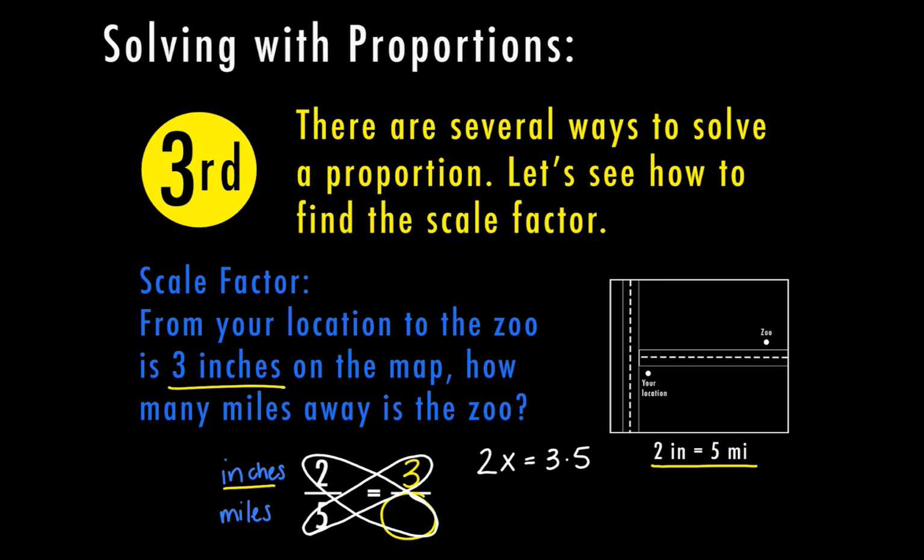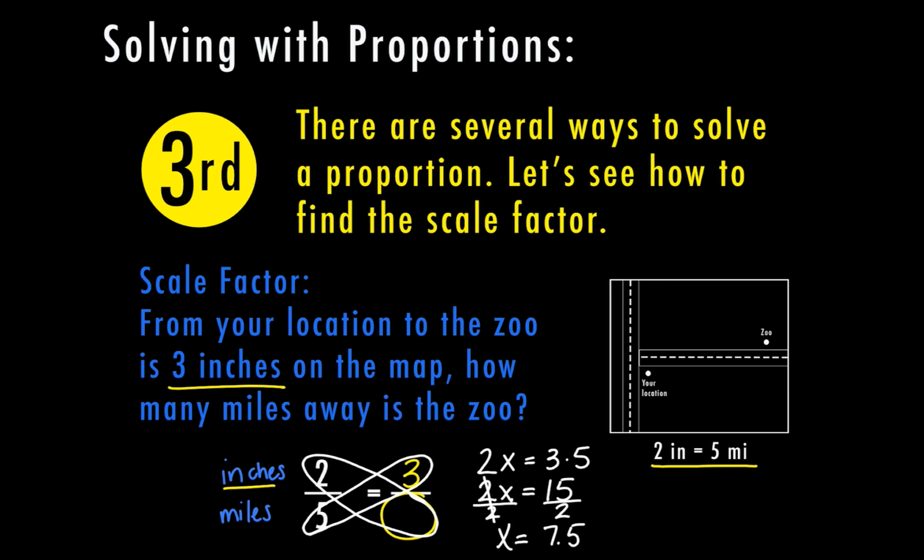So if I solve this side, I can't do anything. 2x stays 2x. And on this side, 3 times 5 is 15. So the last step I have to do is figure out 2 times what number is equal to 15. Well, if I'm working backwards, the opposite of multiply is divide, so I can divide here. 2 divided by 2 is 1, so I'm left with x on this side. And 15 divided by 2 is going to be 7.5.